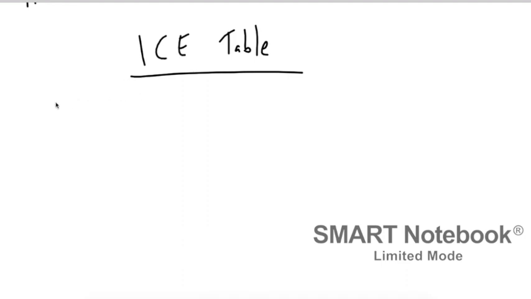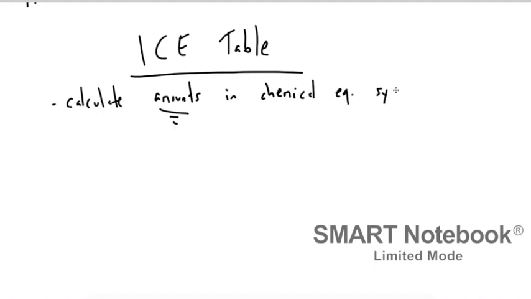An ICE table is used to calculate amounts. Just like stoichiometry helped us calculate amounts for reactions in which all the reactants become products, ICE tables will help us calculate the amounts in chemical equilibrium systems, systems that are reversible, where we end up with a mixture of reactants and products. An ICE table basically looks like this.